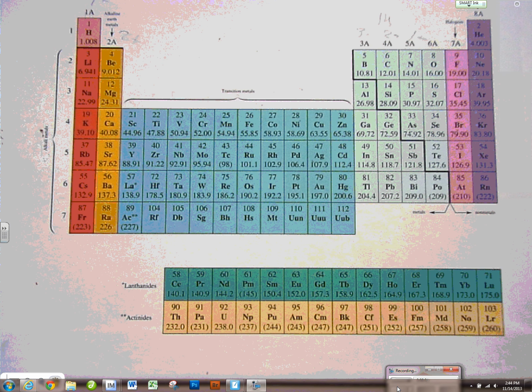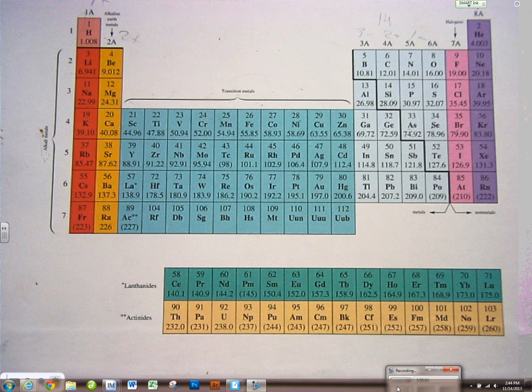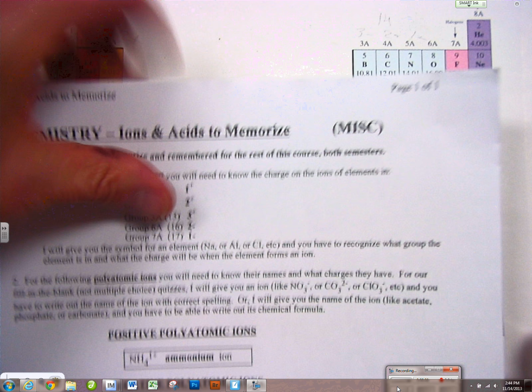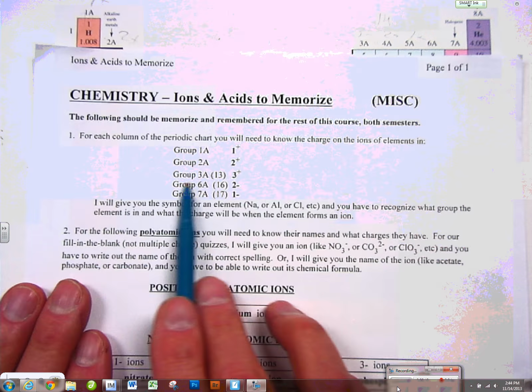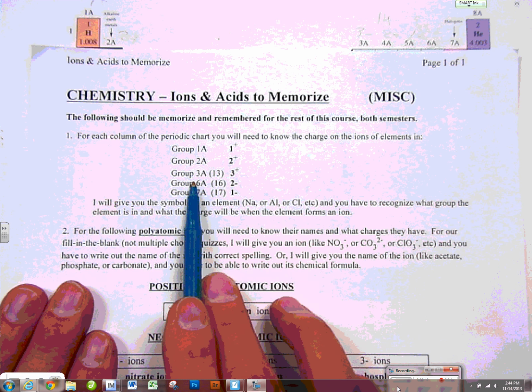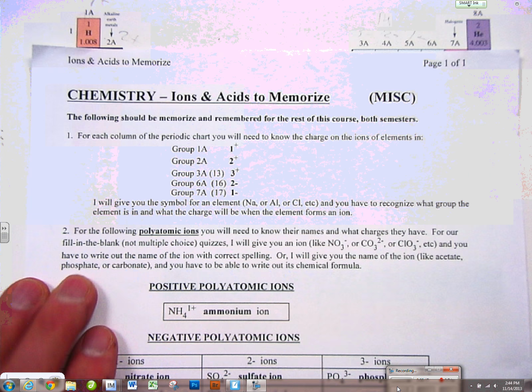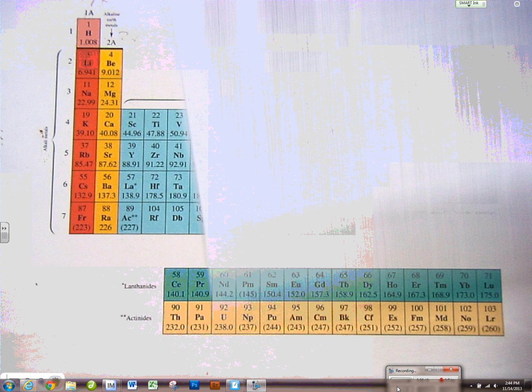Using the Memorize Ion sheet. And in the Memorize Ion sheet, I want you to be looking right up here at the very top. So if you don't have that, turn the video off and get one of these sheets and come on and turn it back on, and we will look at this together.